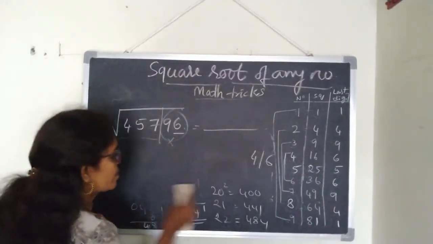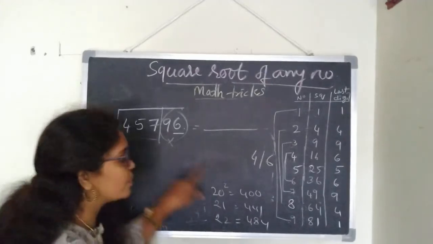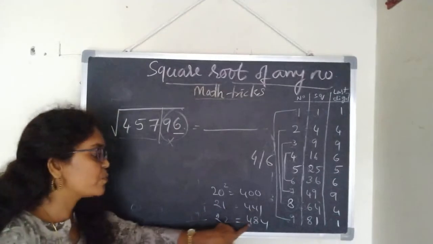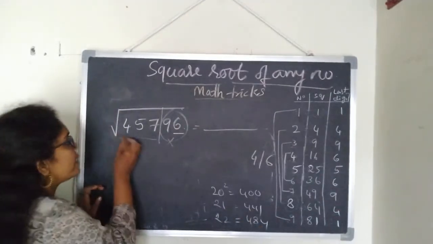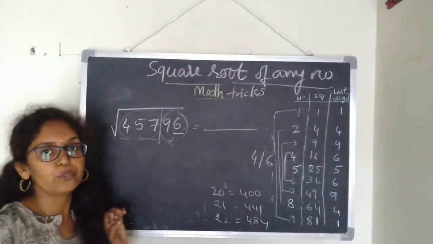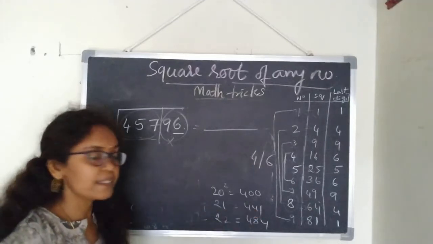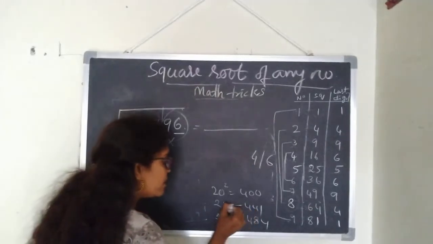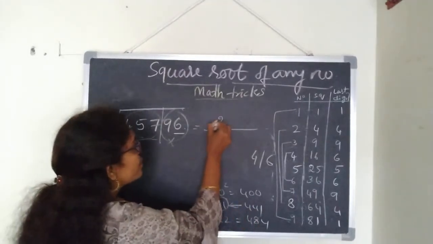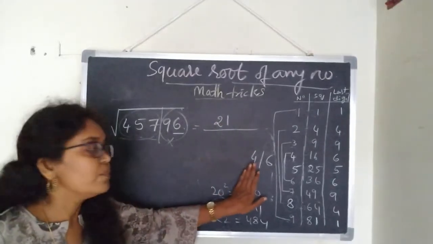So we can estimate: 400 above is there, which means 20 square is 400. So 21 square is 441. 22 square is 484. So 457 lies between 441 and 484. In these two numbers, which is the smaller one? 441 is the smaller one. So that's why it is the square of 21. So the first two digits of this one are 21. And the last digit is either 4 or 6.